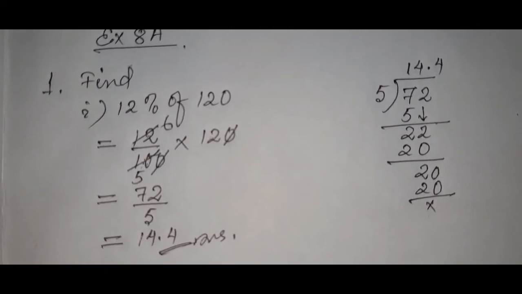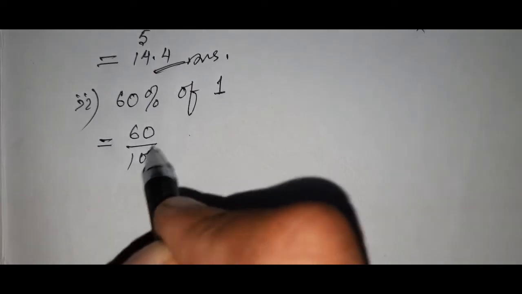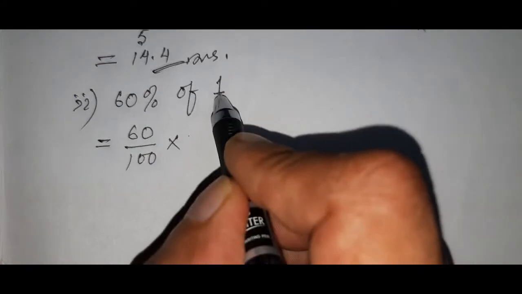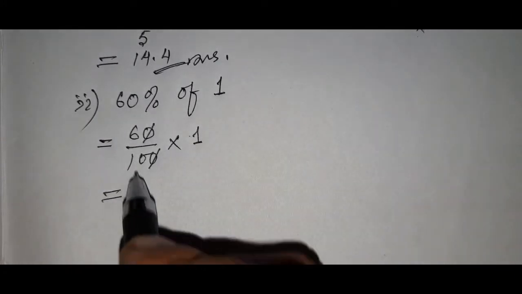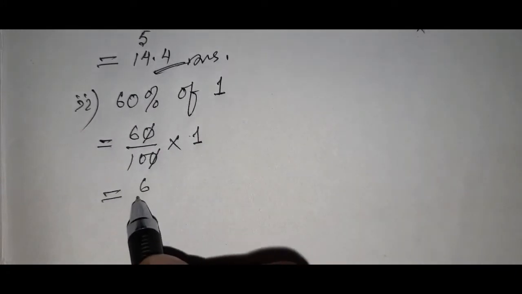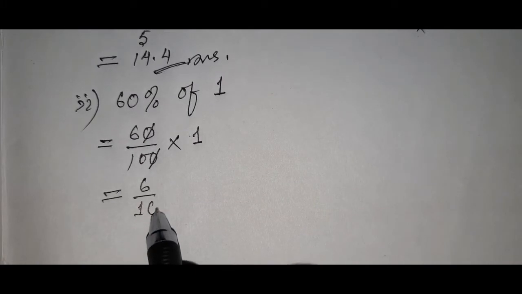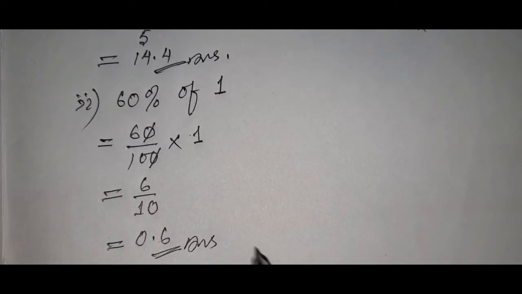Next is 60% of 1. So now again 60% is nothing but 60 by 100. Okay, 60% is 60 out of 100, and you have here of, and then this one is 1. And now again you can cut 0 and 0 here, and now you have 6 1s are 6, and down here you have 10. So if you divide 6 by 10, you get 0.6. Okay, so this is again the answer. Now let's see more questions.